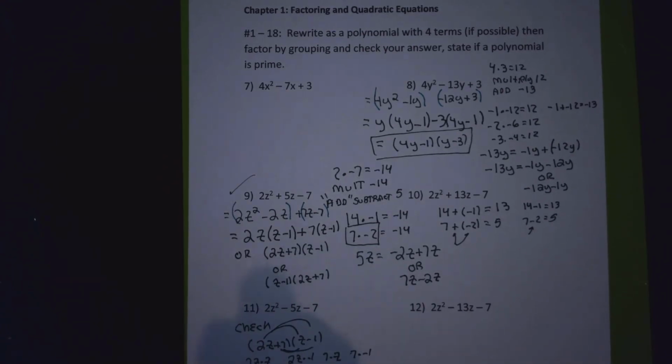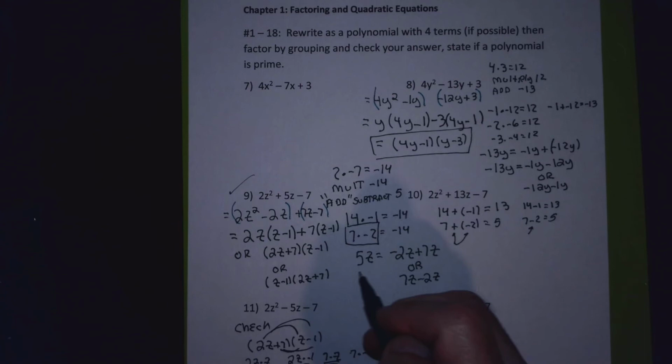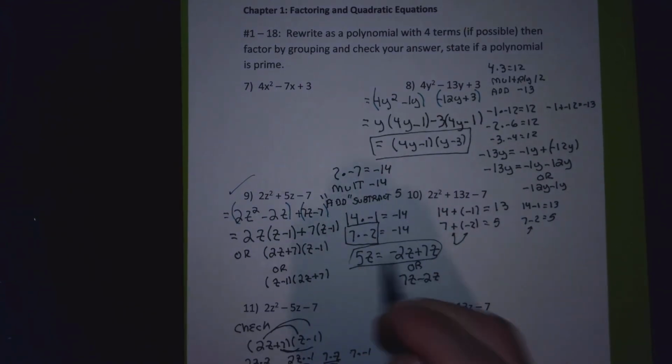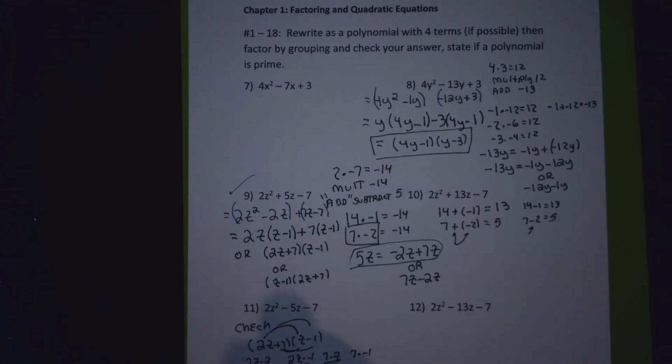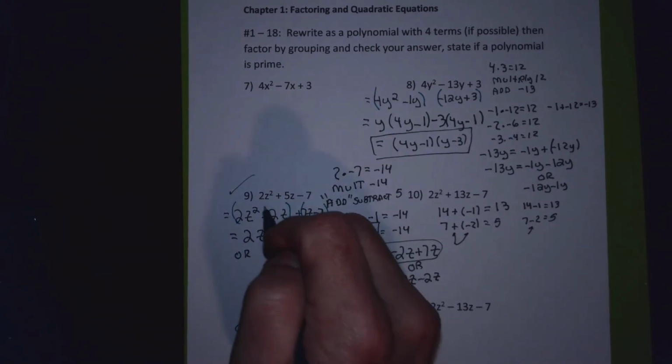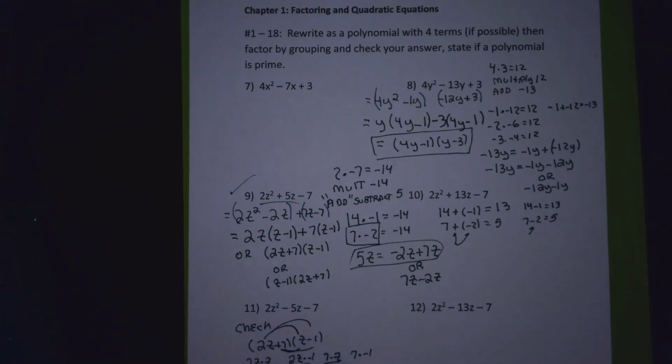2z times z is 2z squared. 2z times minus 1 is minus 2z. 7 times z is plus 7z. 7 times minus 1 is minus 7. I'm going to combine those, and I already know that those combine to be 5z. So this is going to be 2z squared plus 5z minus 7. And that's exactly the problem I started with, so I know my answer is right.